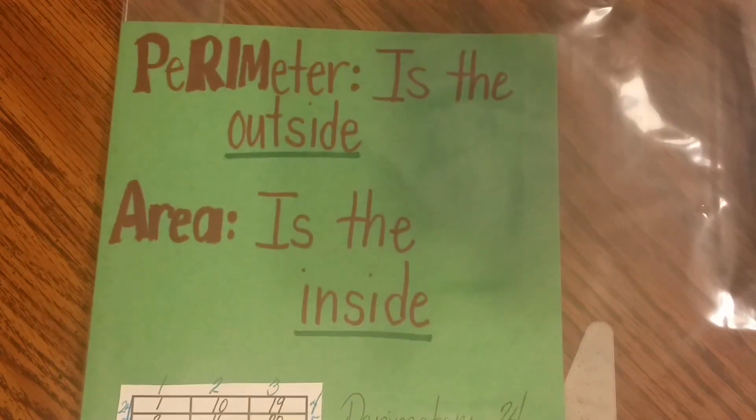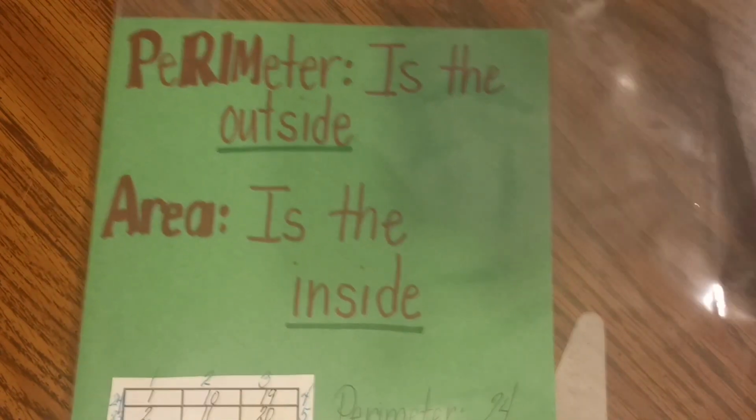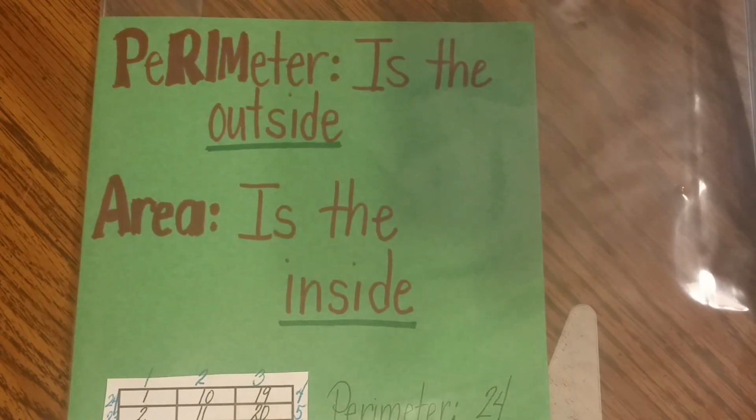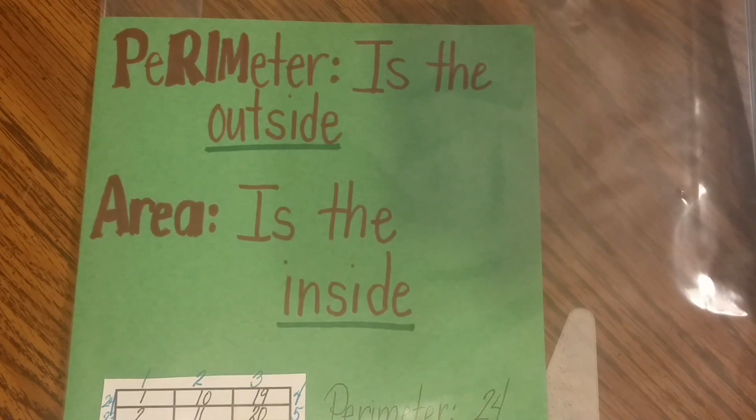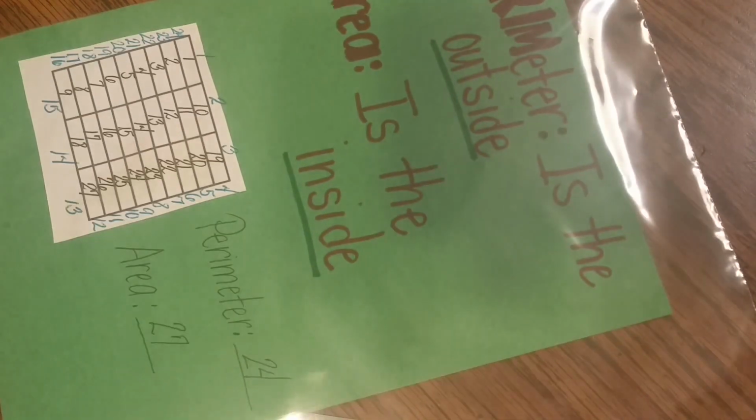All right, the next one that we are going to be doing is the one that's perimeter and area. So go ahead and put the profit one back inside the black bucket and pull out the perimeter and area packet.